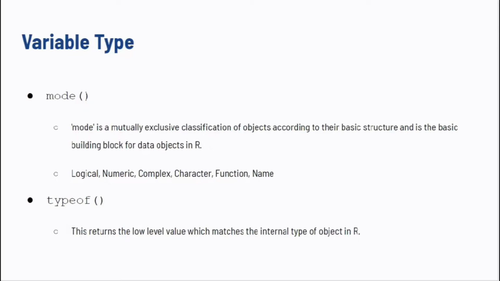When we use the mode function, the type of variable in R is determined. Mode is a mutually exclusive classification of objects according to their basic structure and is the basic building block for data objects in R. There are 6 basic atomic modes: logical, numeric, complex, character, functions, and name. Then we have the typeof function. This returns the low-level value which matches the internal type of object in R.